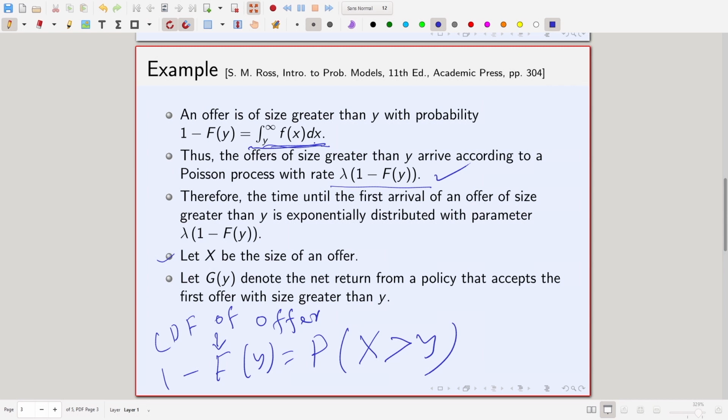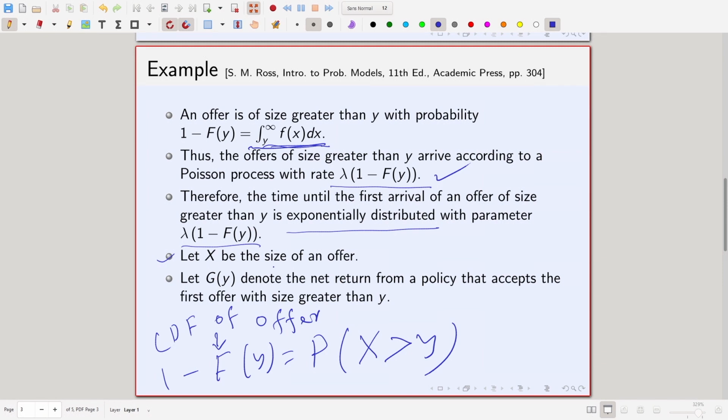Now, therefore, the time until the first arrival of an offer of size greater than y is exponentially distributed with parameter lambda times 1 minus F(y). Why? Because offers of size greater than y arrive according to a Poisson process, and you know that its inter-arrival times are exponentially distributed. So, you are basically interested in T1, when the first offer of size greater than y will arrive. That will have an exponential distribution with parameter lambda times 1 minus capital F(y).